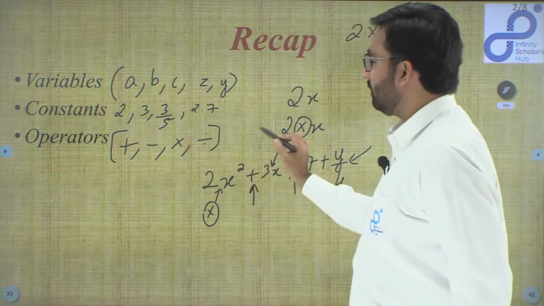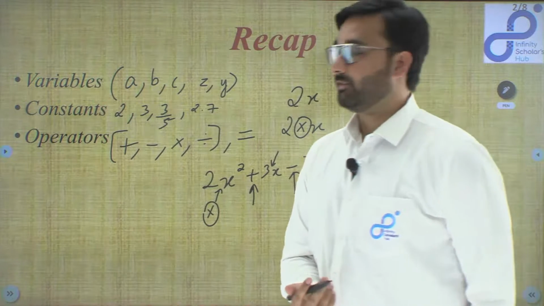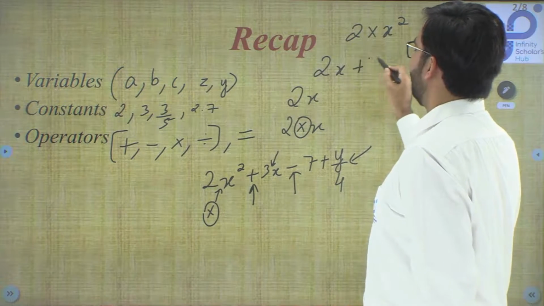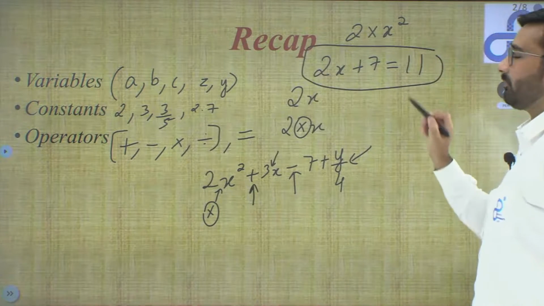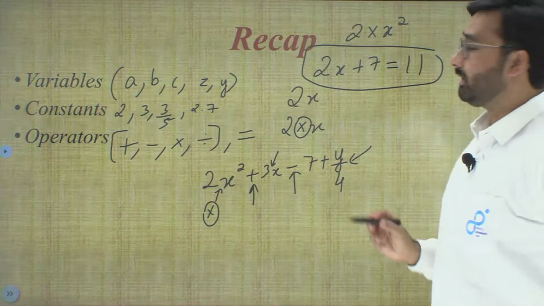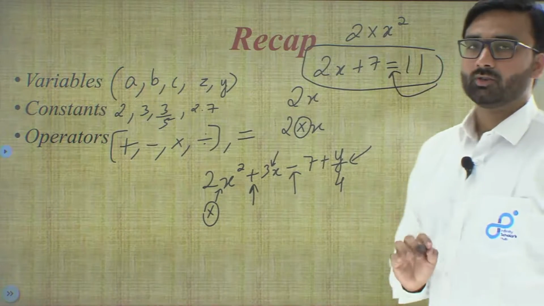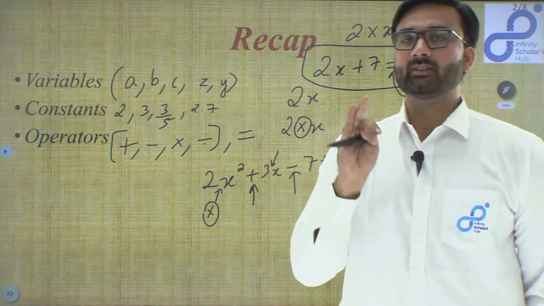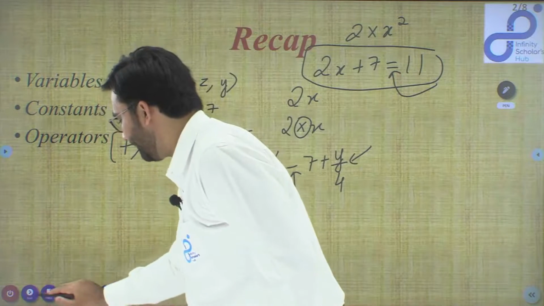If you include equal to in this group, then it becomes an equation. If you see something like 2x plus 7 is equal to 11, you will not call it an algebraic expression. You will say this is an equation, because a new operator has come, which is equal to. So remember that in an algebraic expression only 4 operators are there: plus, minus, multiplication and division. Okay, now let's move on to the next slide.